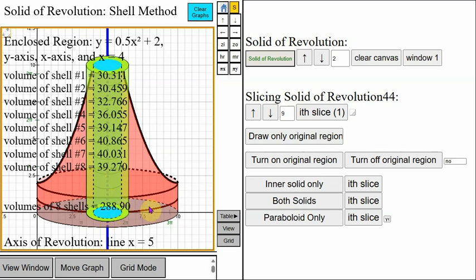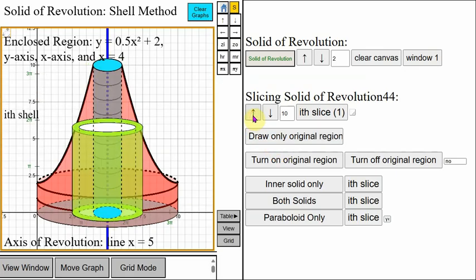Instead of 8 shells, suppose we divide it into n shells. Then this is one of the shells. Let's call it the ith shell. And so let's find the volume of this ith shell.